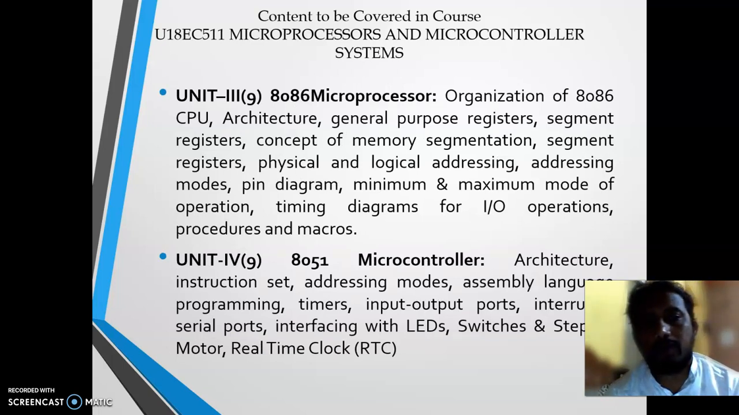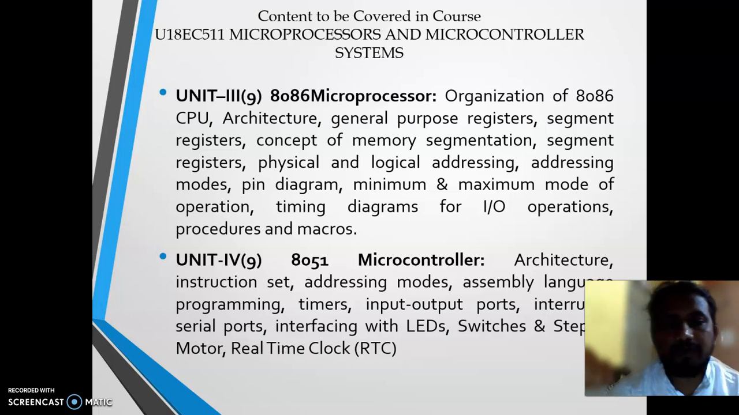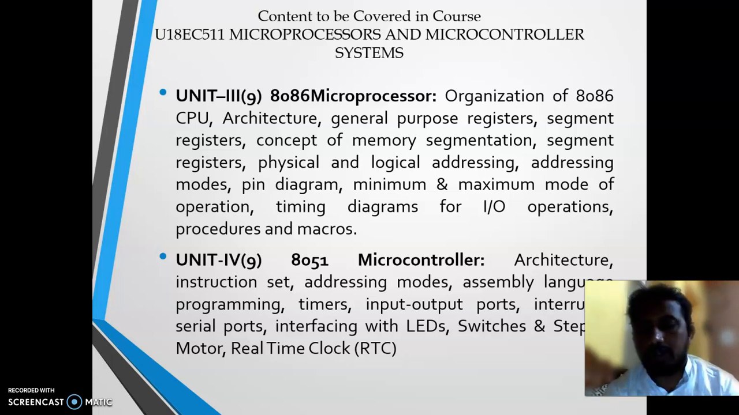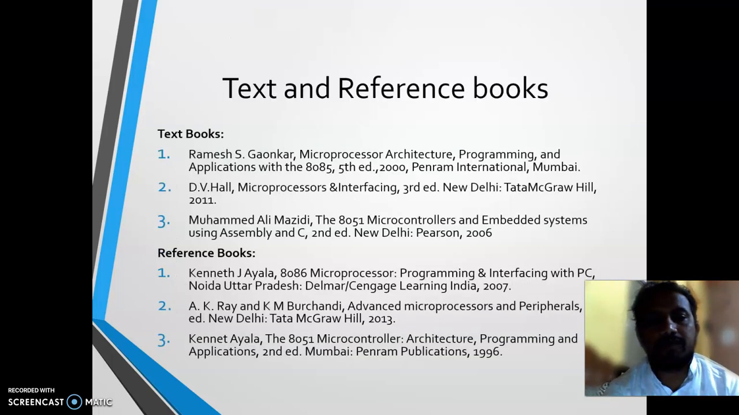Unit 3 would be on 8086. It's an overall overview of the 8086 microprocessor that is discussed in Unit 3, and Unit 4 discusses the 8051 microcontroller: how the interfacing of the 8051 microcontroller with LEDs, switches, stepper motor, and real-time clock would be done. And these are the books which you need to refer to.